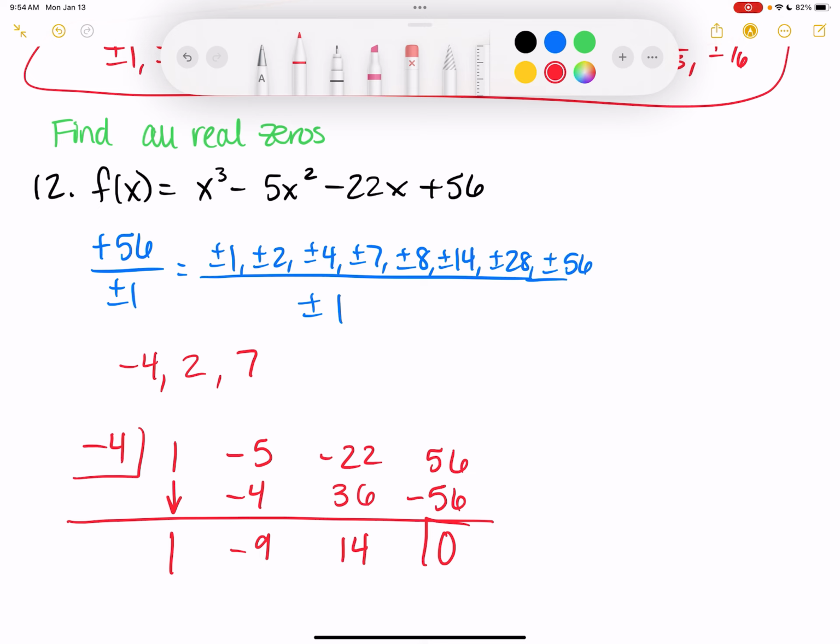So that's how you do synthetic substitution? This is synthetic division. It's basically the same thing, but you take away the x's. Multiply that by -4 so you get -5. The goal is to get 0. Okay, so you add that, you get -9.